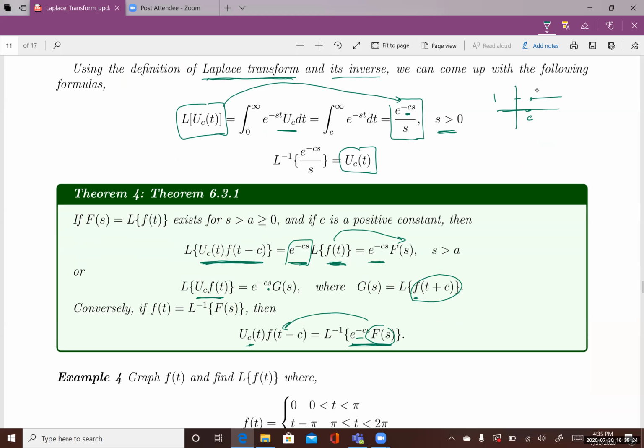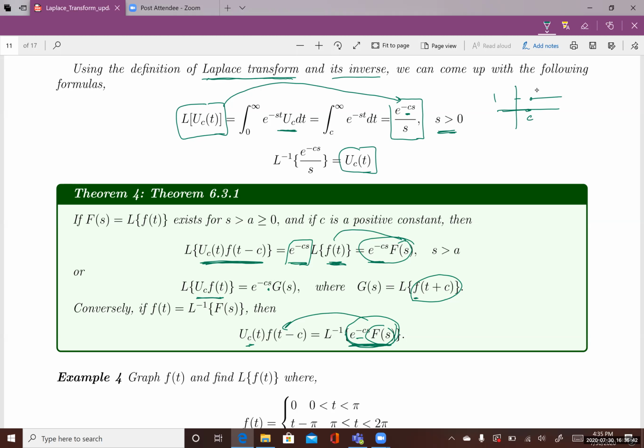Well, let's look at a few examples. Let's try to do some examples just to make sure that we understand how to find the Laplace transform of a unit step function, and how to find the inverse of the Laplace transform relating to step functions.